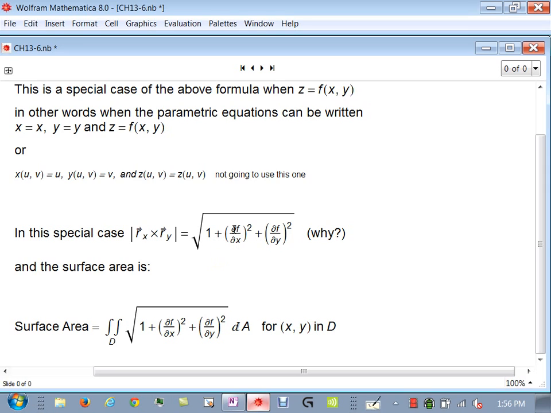So it's square root of 1 plus partial of f with respect to x squared plus partial of f with respect to y squared. And that means if this is the magnitude of the cross product, if that's what this is, then this double integral becomes this. So it's just a very special case. So instead of having to go through all this work of crossing and taking partials, if you can recognize this in the problem, then it's straight to here, which is nice.